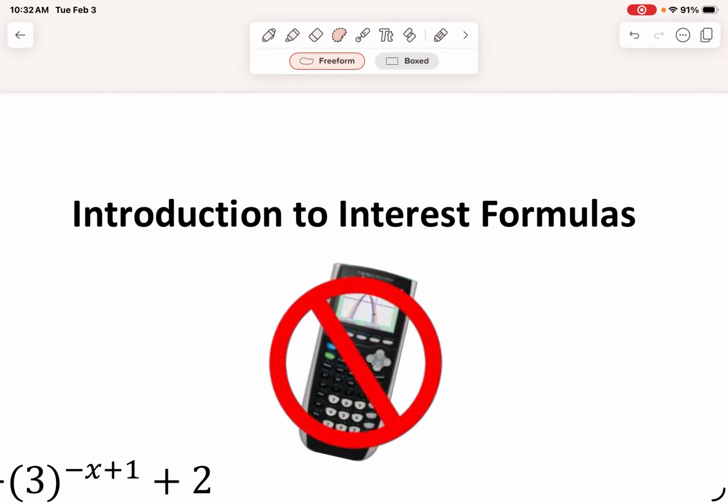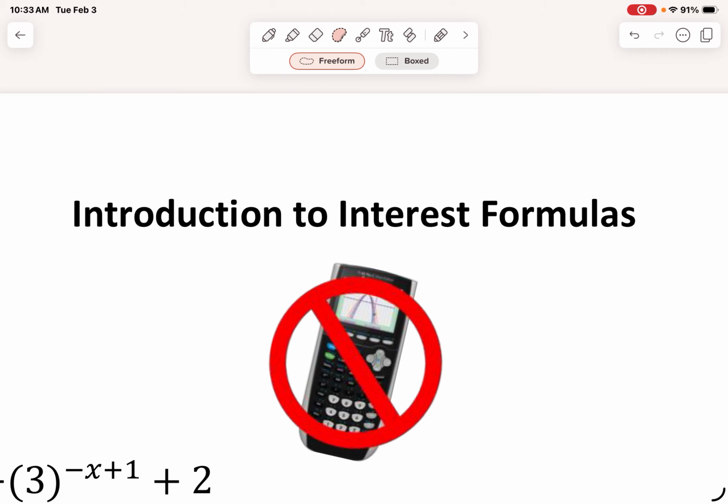All right, welcome back. So in this video, we will be doing an introduction to interest formulas. We're still looking at exponential growth and decay, still exponential functions, but now we're going to be putting them in word problems, and we'll be looking at them using interest, decay, population growth, bacteria growth, things like that.